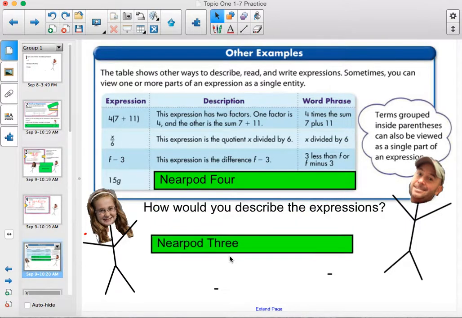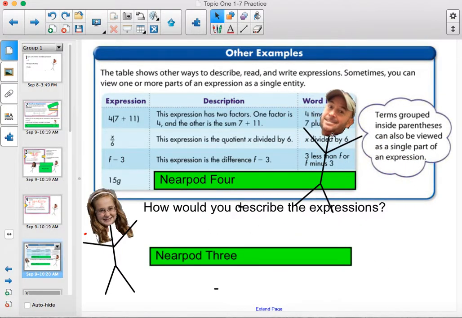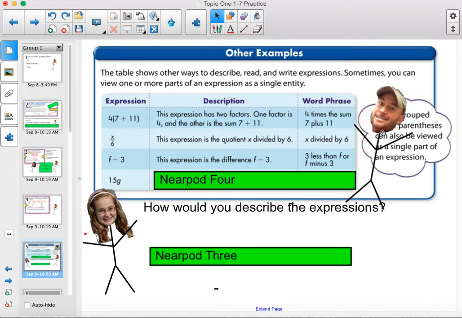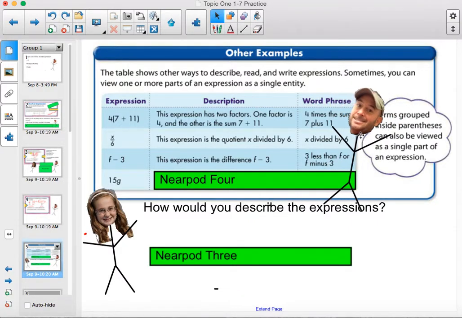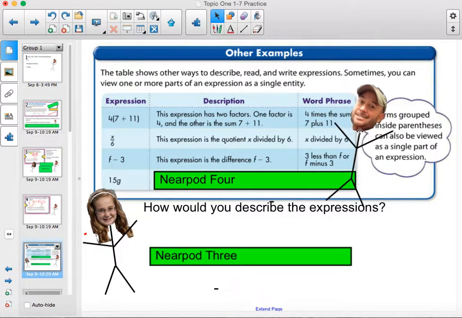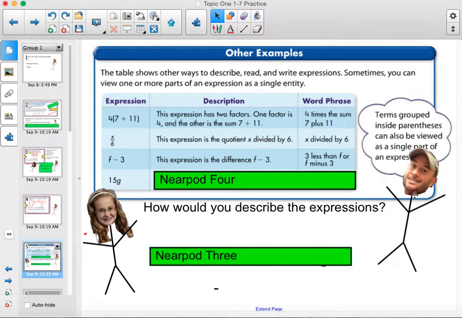In this situation, the expression has two factors. One factor is 4, and the other is the sum of 7 and 11. As a word phrase, it would be 4 times the sum, 7 plus 11. So that's how you would read that: 4 times the sum, 7 plus 11. So you'd add 7 and 11 first, and then you'd multiply it by 4.